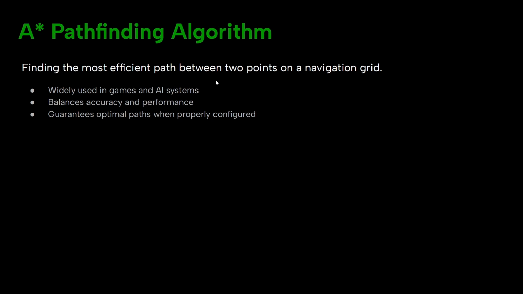It has very good performance and relatively good accuracy compared to baseline algorithms like Dijkstra. A-star is much better, and it guarantees optimal paths when the proper configurations have been applied to the algorithm and its grid.